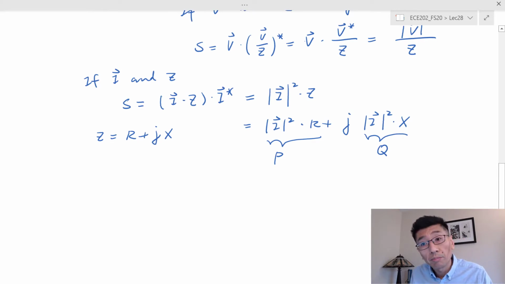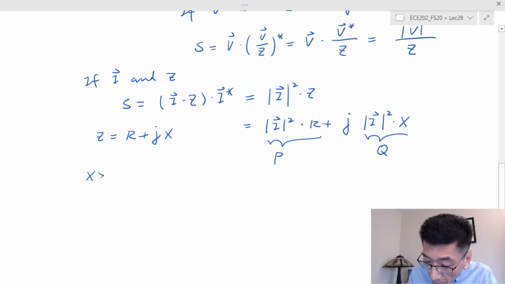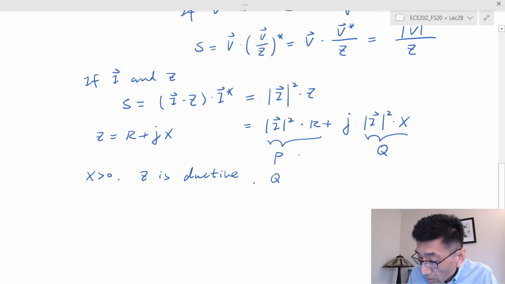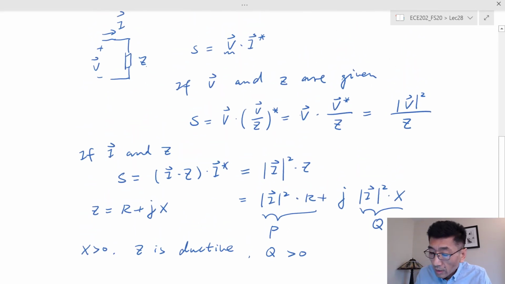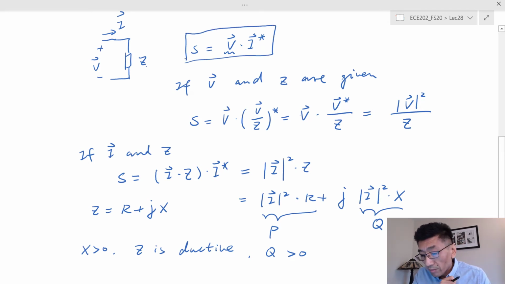If X is positive, meaning Z is inductive, then Q is positive as well. That means we are delivering reactive power to the load, to the impedance, right? So those are a couple of additional ways. Although they are not completely different from the basic way of calculating the complex power, if you know these additional methods, it will get things done more quickly.